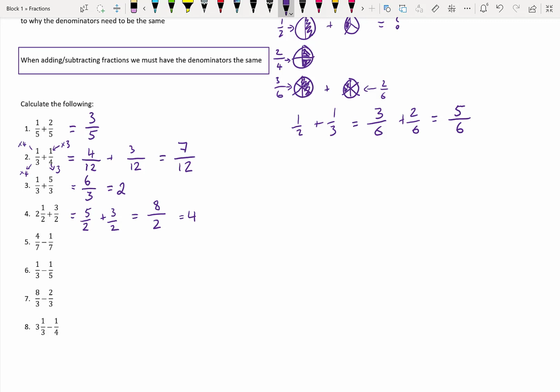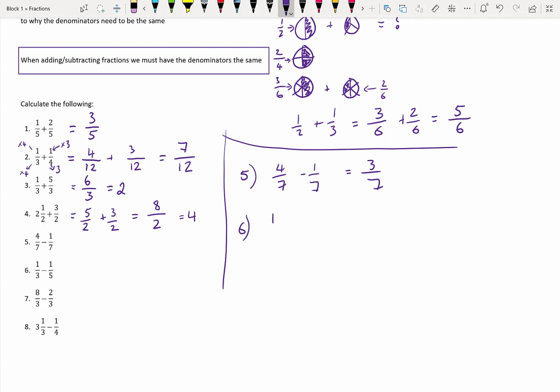Okay, I'm going to move over to this side a little bit now, get some more of this done. So example number 5 is 4/7 minus 1/7. When I'm looking at that, my denominators are the same, so I can write the 7 in. If I've got 4 of them here and I take 1 of them away, I'm left with just 3 of them. Okay, so that's all we're looking at.